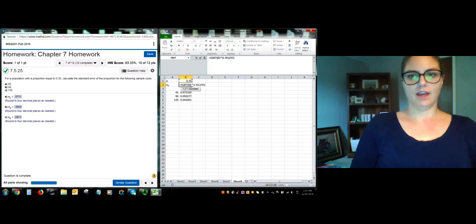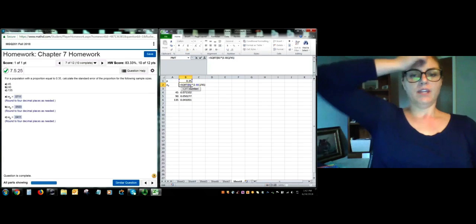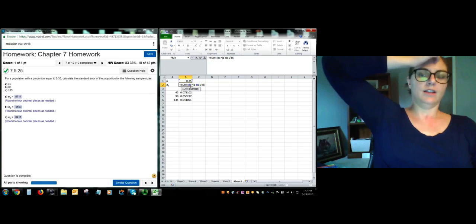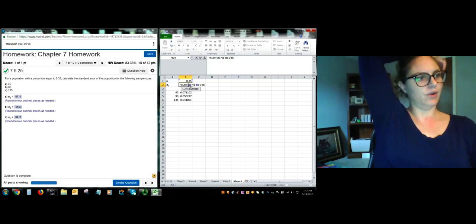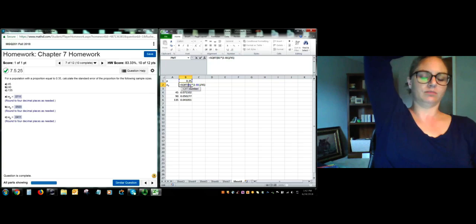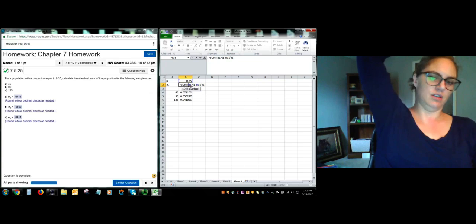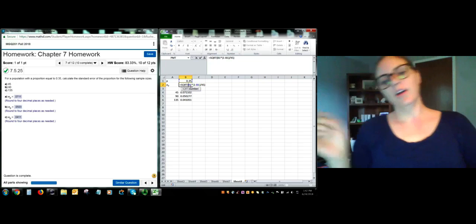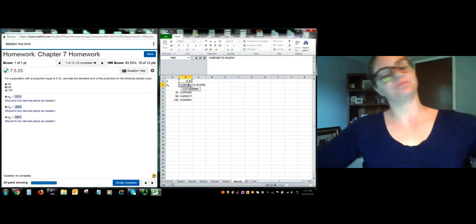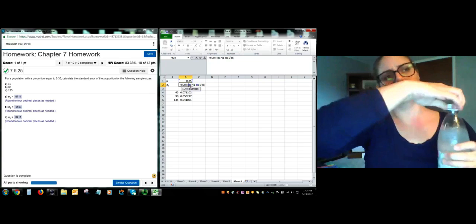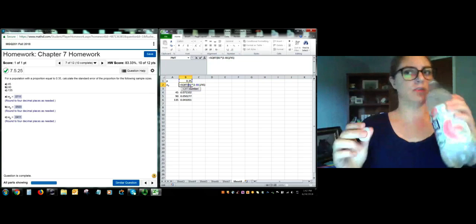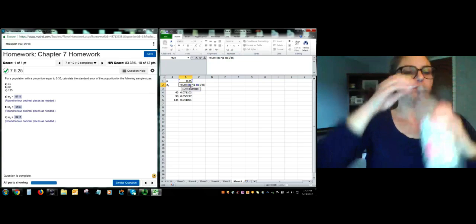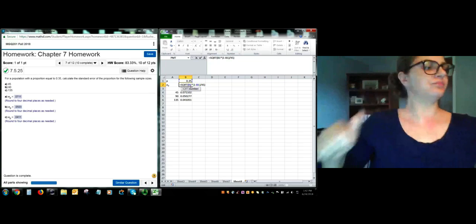And again, the formula for that is P times Q over N, and take the square root of that. Okay, so the square root of the fraction, wherein the fraction on the top is P times 1 minus P, or P times Q, because Q is equal to 1 minus P, and divide that by the sample size, and take the square root of that.